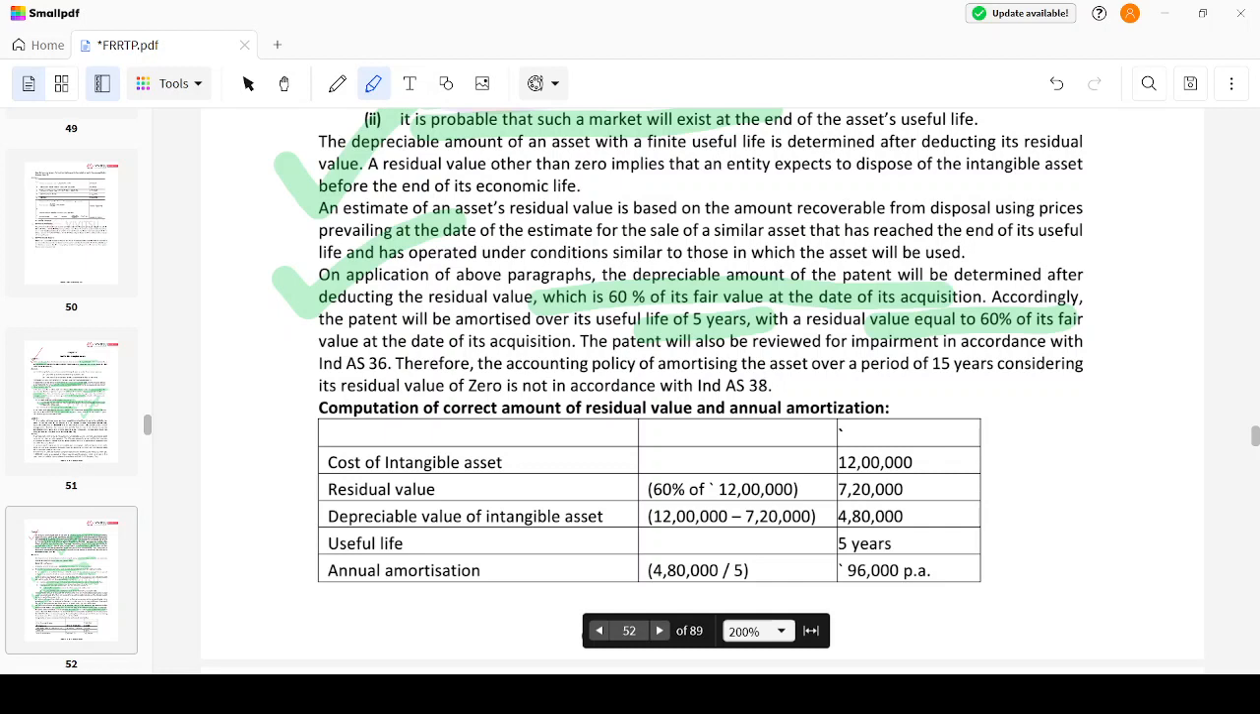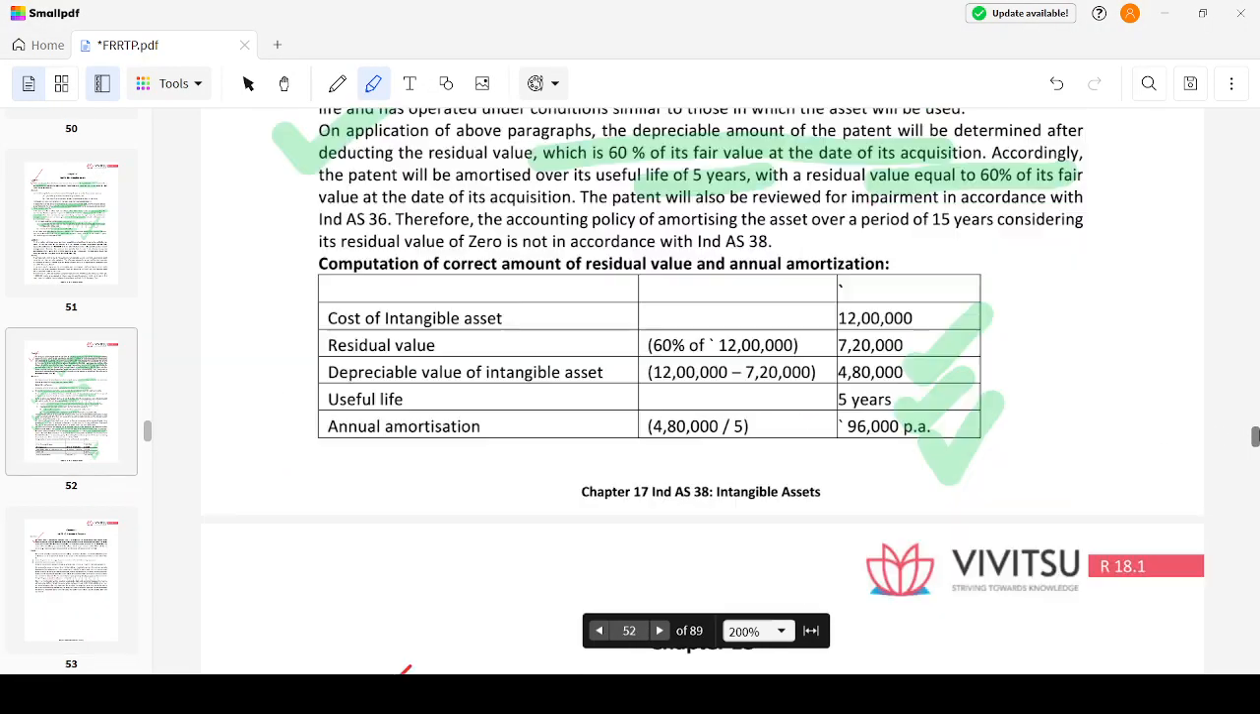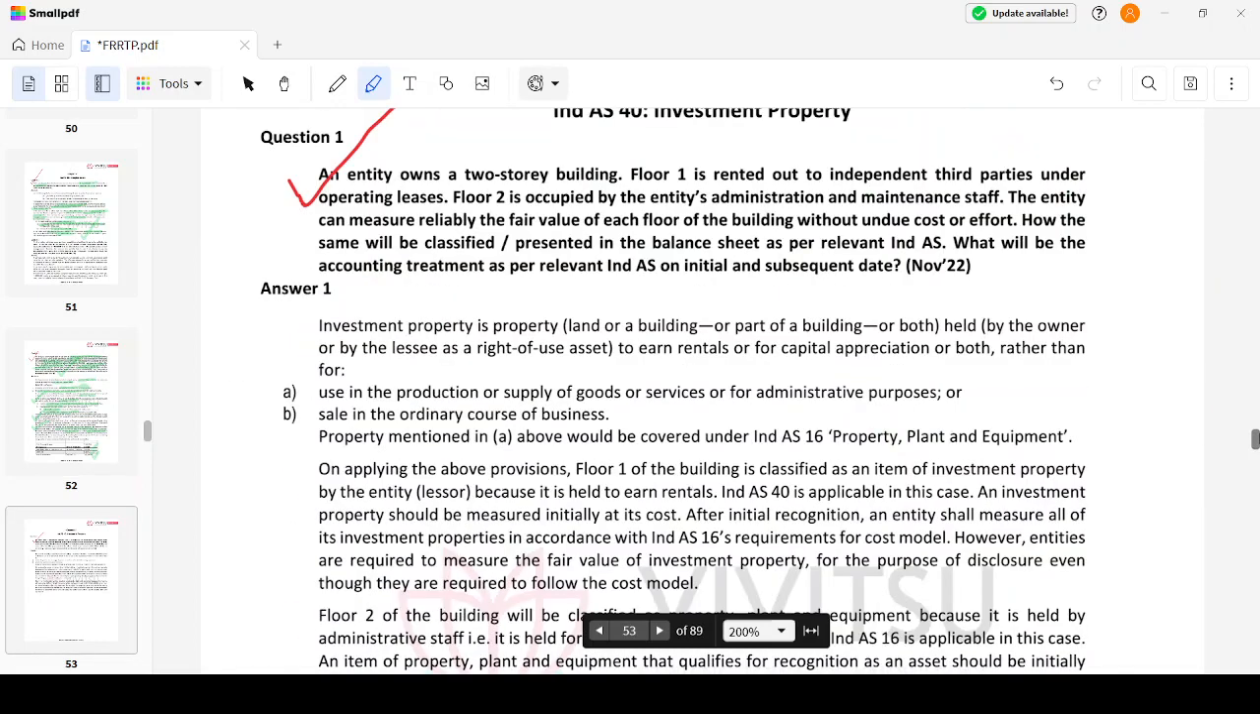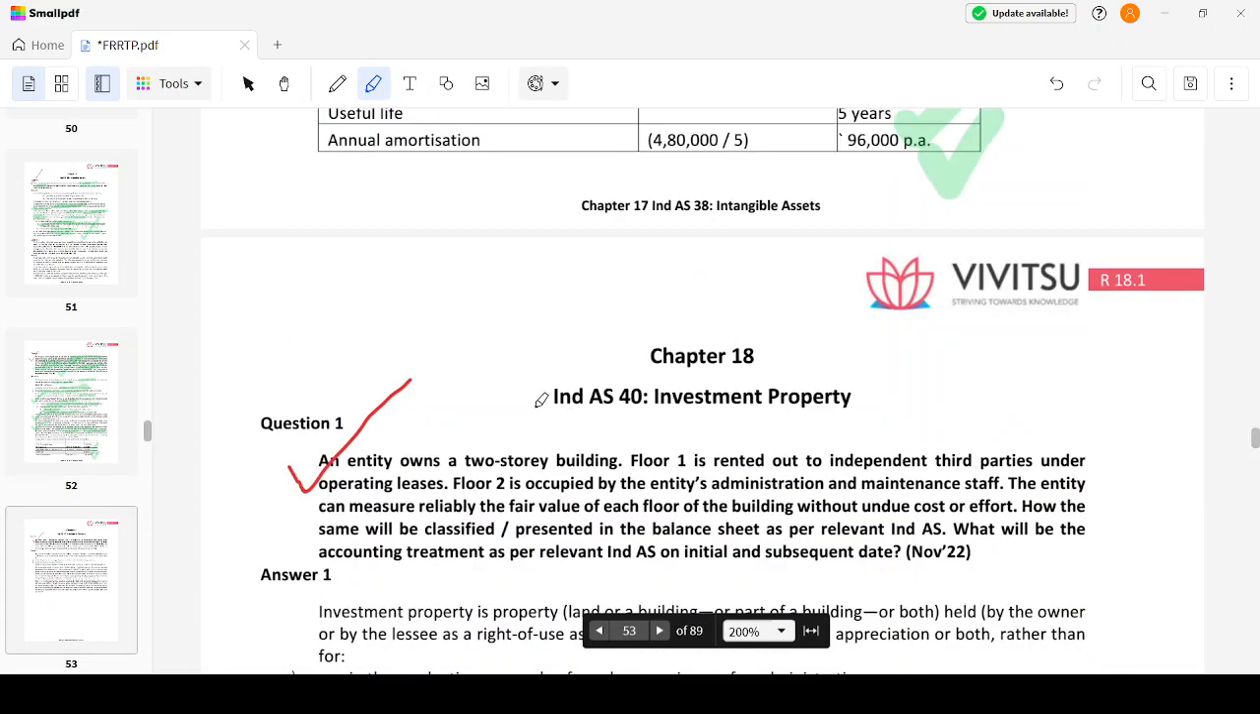Into 40 percentage, which is nothing but 4,80,000. Useful life is 5 years. And I'm going to put it as depreciation as 96,000. Okay. Now let's move on. Yeah. In the S40, investment property.